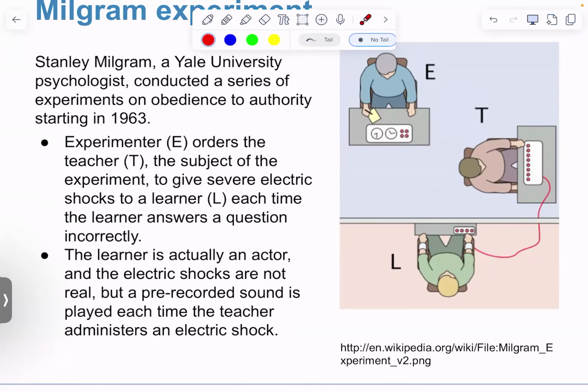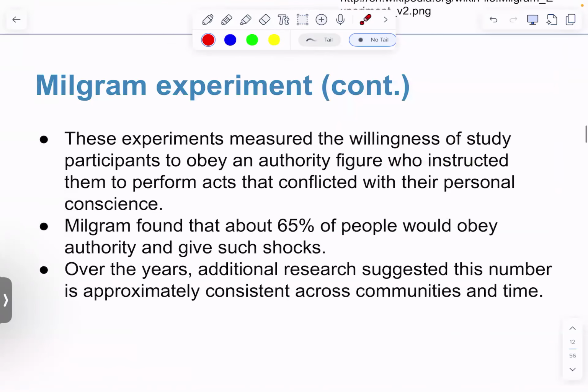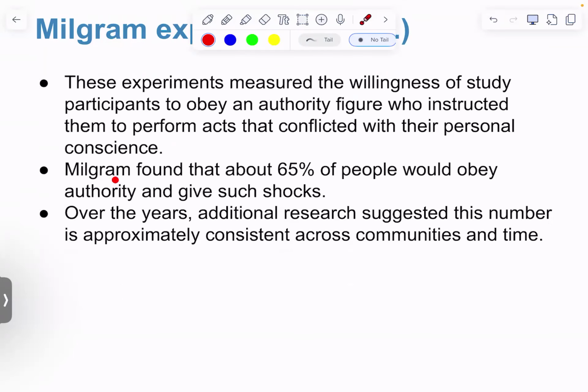So these experiments measured the willingness of study participants to obey an authority figure who instructed them to perform acts that conflicted with their personal conscience. Of course, I don't want to shock you. It would probably go something like this: I don't want to shock you, but I have to. Right? That's how it is. Milgram found that about 65% of people would obey authority and give the shocks. That's pretty high, right? Kind of concerning.